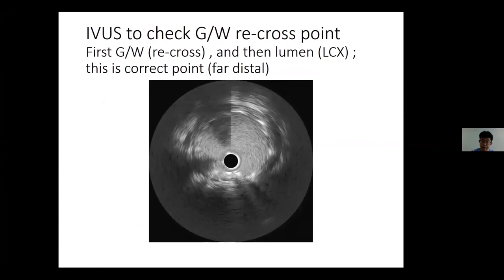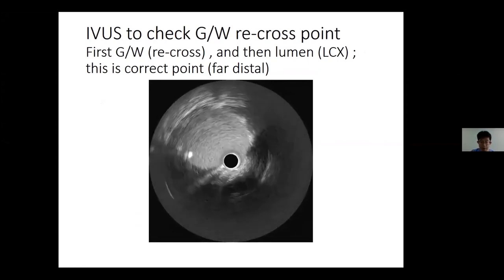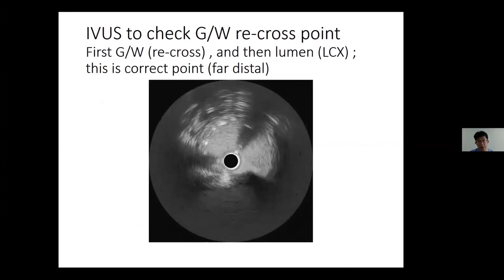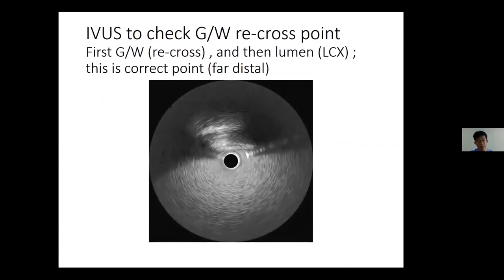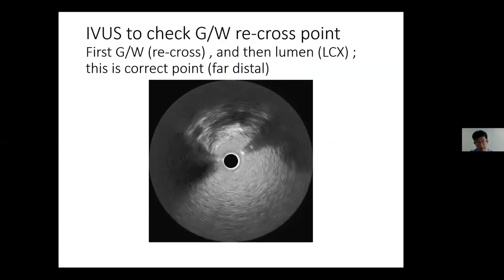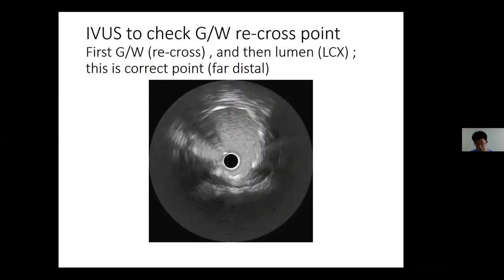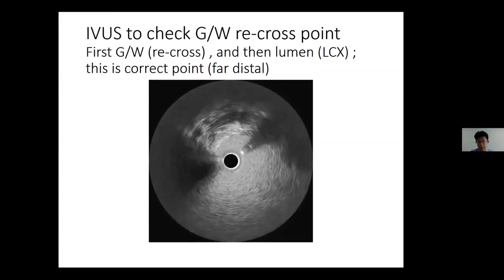It means we check from IVUS from the LAD: first the recross guide wire here, and then the circumferential lumen. It means this is a far distal stent. The guide wire comes here, and then the lumen. It means the recross guide wire is positioned at the distal far side. The IVUS imaging is very important.